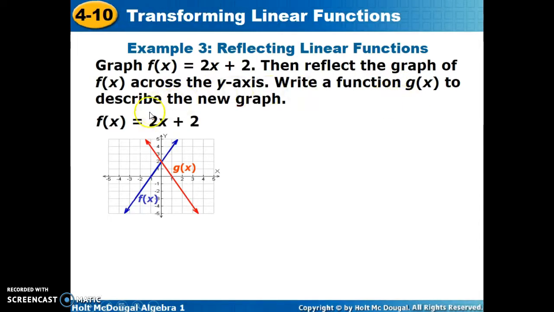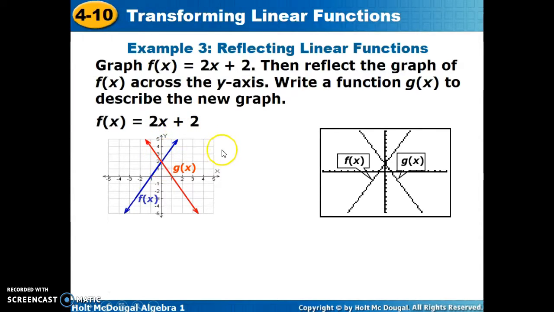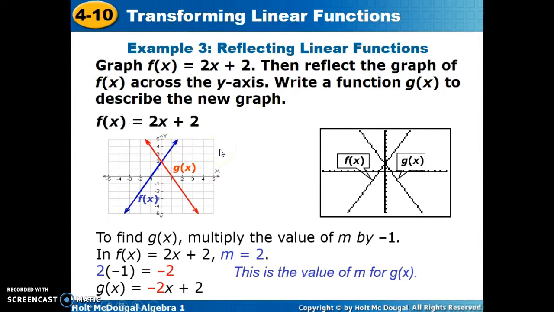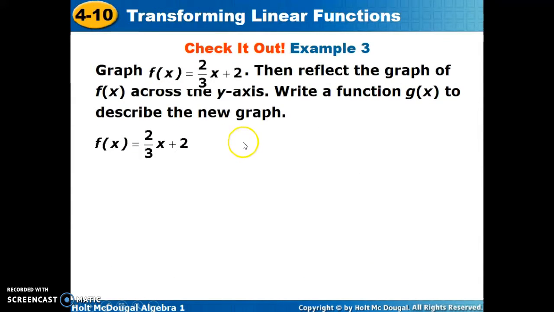Well, we were just told that multiplying the slope by -1 gives us a reflection. Notice all that's going to do is change the slope. Our y-intercept is maintained. It stays the same. Multiplying the slope by -1. You guys try this one. Check it out. Number 3, we're going to start with the graph 2/3 x plus 2, reflect that graph across the y-axis, and write our new function.